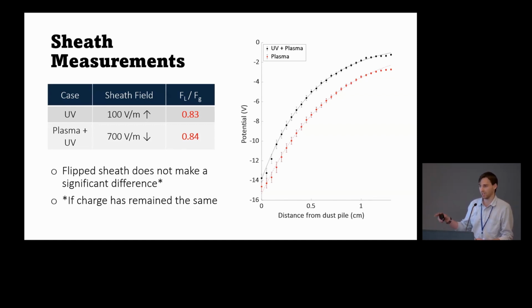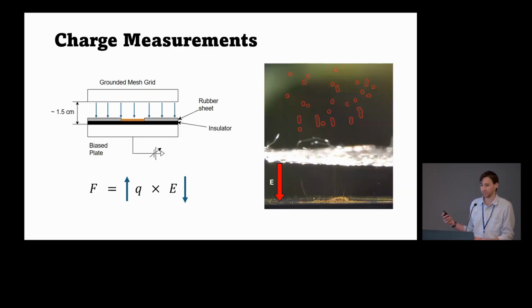And if we take that charge and these sheath measurements and do the calculation, we see that even with the flipped sheath, we're not getting the extra force that we need to explain all that extra lofting if the charge has remained the same. So that brings us to the charge measurements.